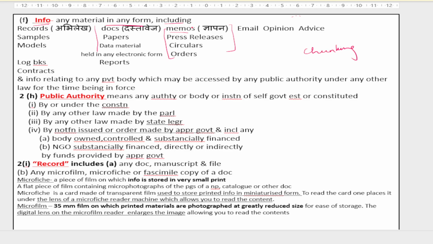The first group is memos, press releases, circulars and orders. Now we know that memo in Hindi is known as Gyapan. Press release in Hindi is known as Vigyapti. Circular in Hindi is known as Paripatra. Order in Hindi is known as Karyalaya Adesh.